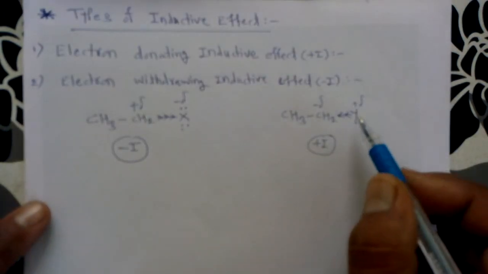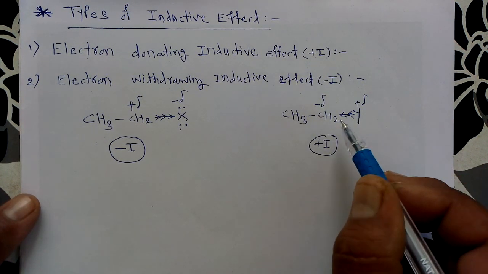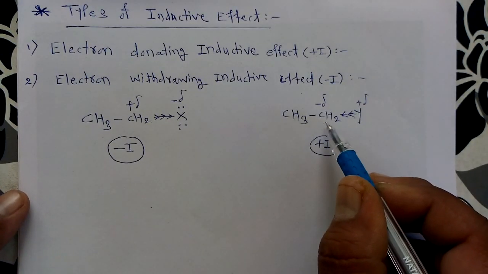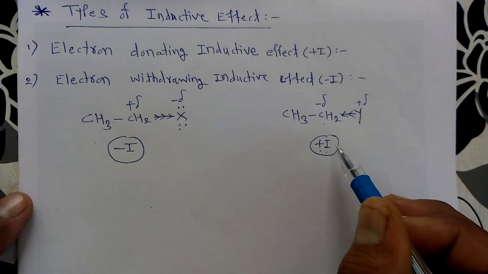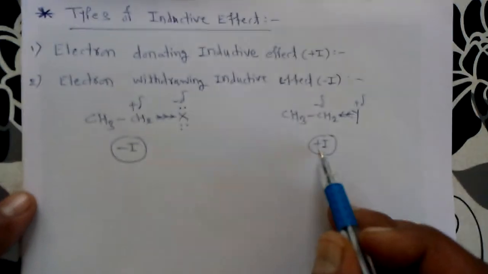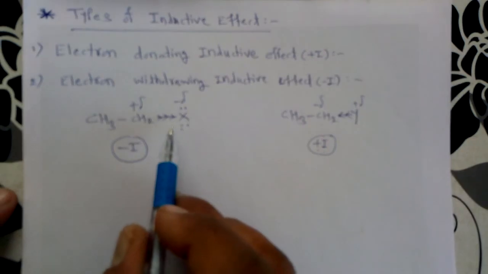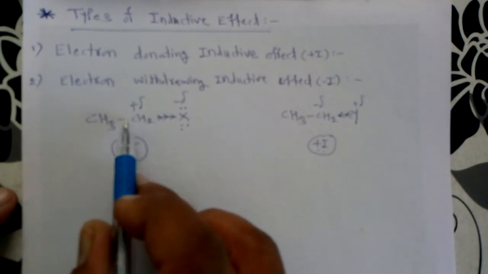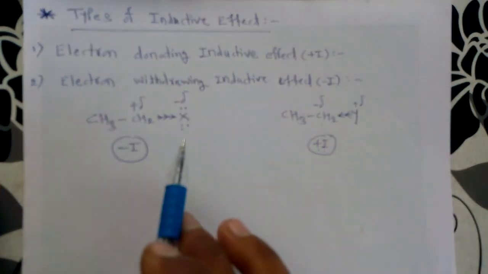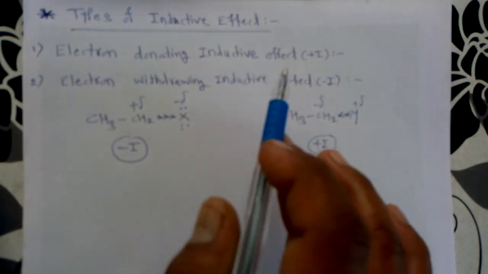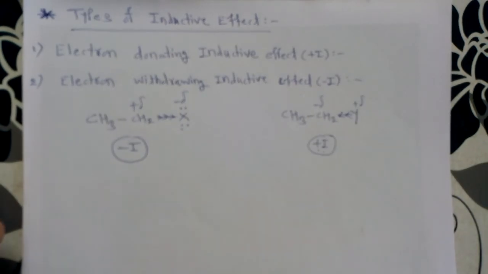So when the atom or group of atoms increases the electron density around the carbon atom, then that inductive effect is called the electron donating inductive effect, and it is represented by plus I. On the other hand, if the atom or group of atoms decreases the electron density around the carbon atom, then that inductive effect is called the electron withdrawing inductive effect. So these are very simple definitions for the plus I inductive effect and minus I inductive effect. So these are simple types of this particular inductive effect.